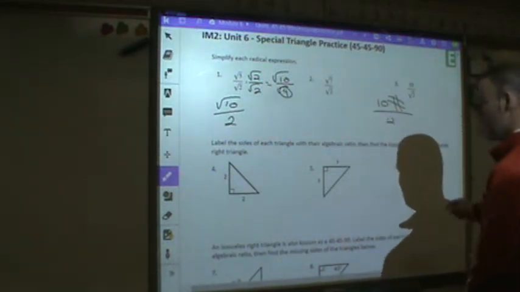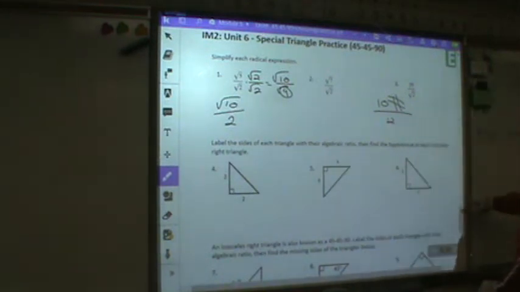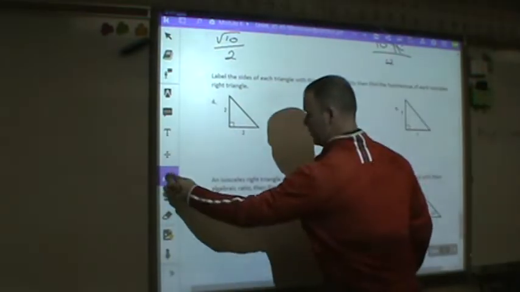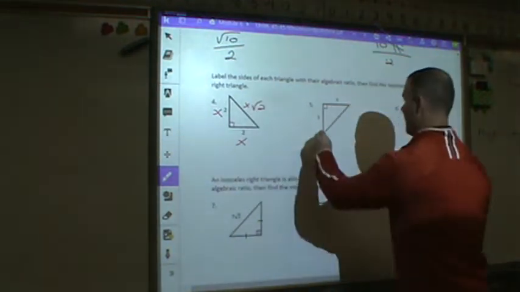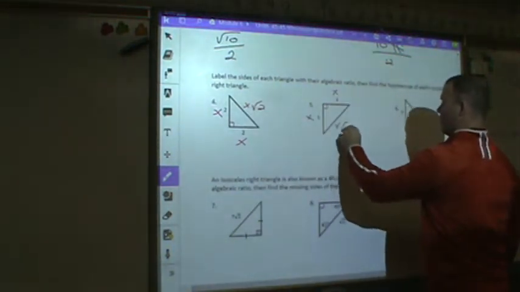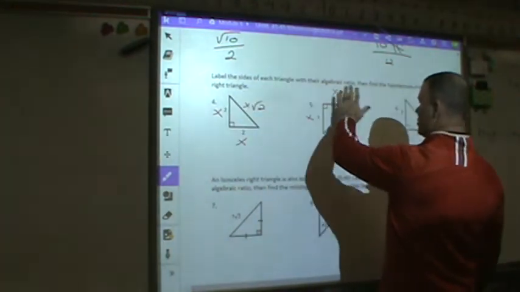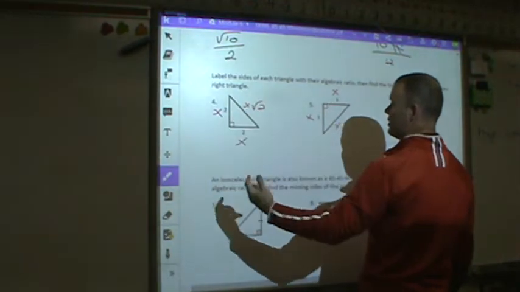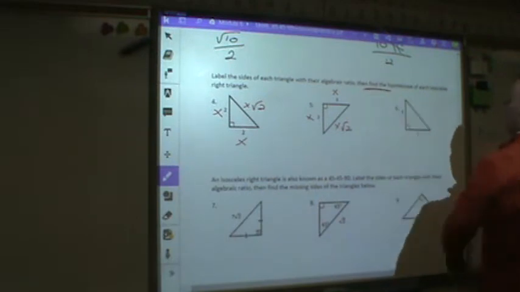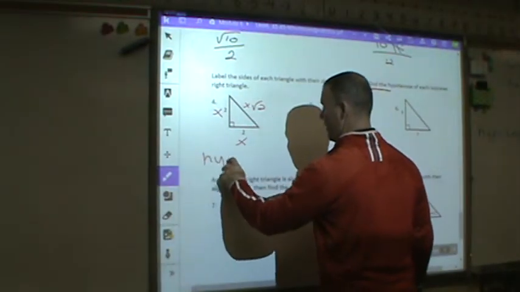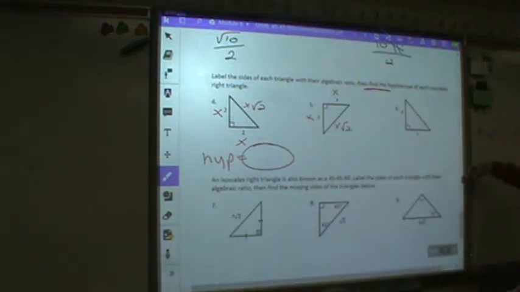Now, it says label the sides of each triangle with their algebraic ratio. Really, what it's asking you to do there is simply label them x, x, and x square root of 2. Now, why is it having you do that? It's having you do that because it wants you to see the relationship and go, gee, what's the value of the hypotenuse? Because it says, then find the value of the hypotenuse. Well, down here you can say the hypotenuse is equal to, and the answer. You should be able to do that with all of those.